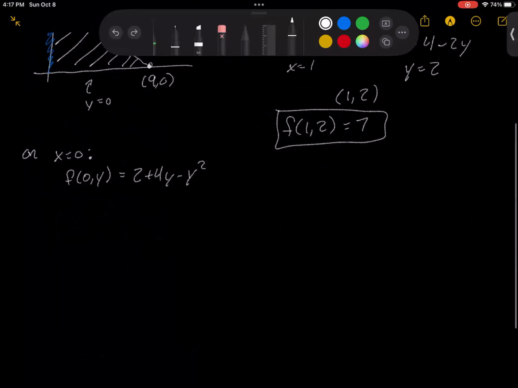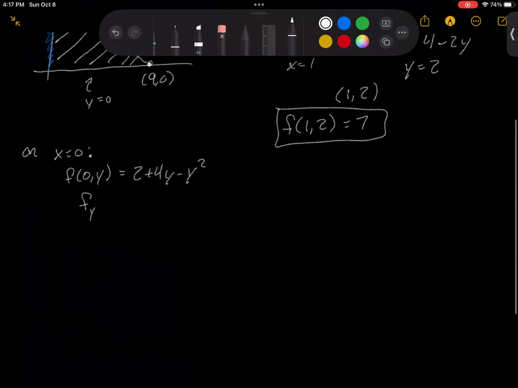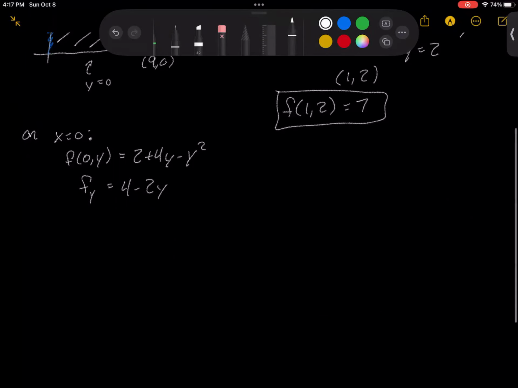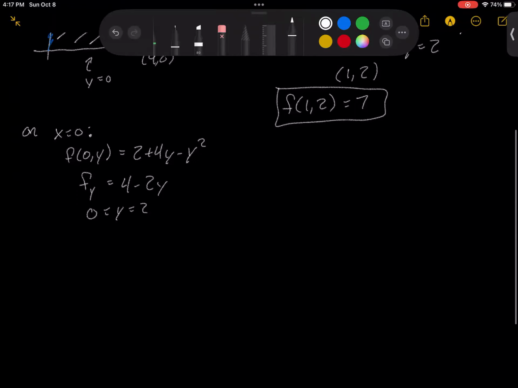Okay, so first we need to find a derivative. This is just a derivative of a single variable function, but I'm still going to denote it f sub y because it's the derivative in the y direction. There are no x's here. This is going to be 4 minus 2y. It's actually the same thing. Of course, it's the same function, so of course it has the same partial derivatives. This is going to be 0 when y is equal to 2.